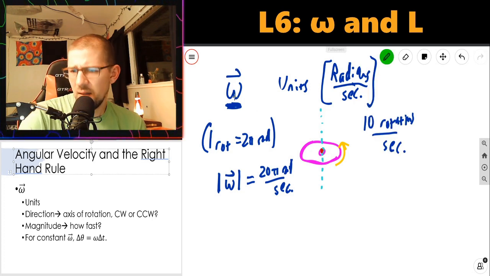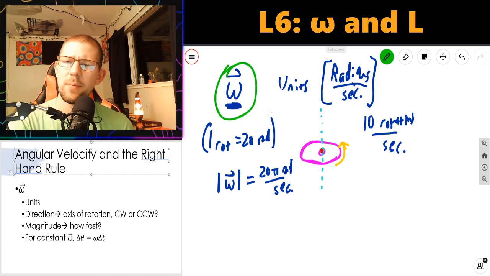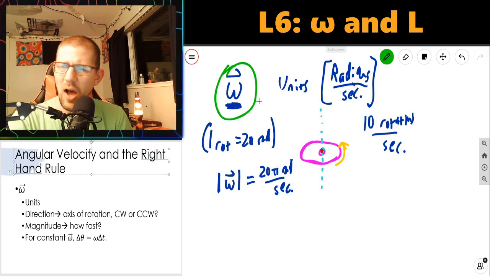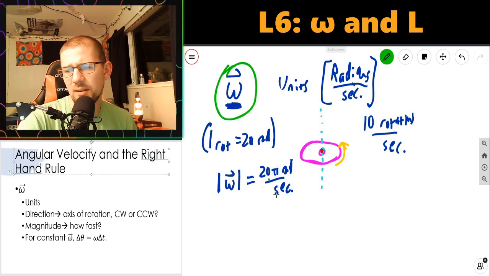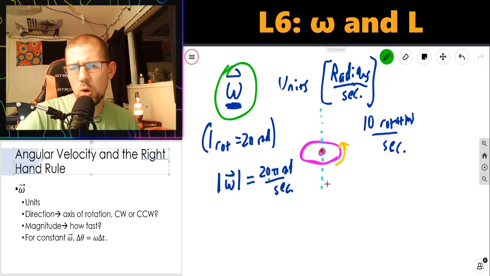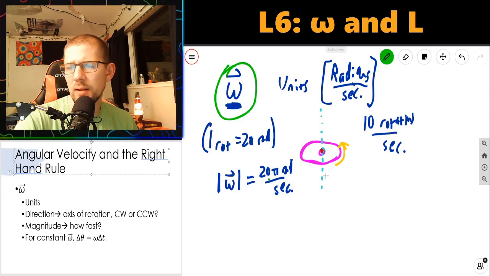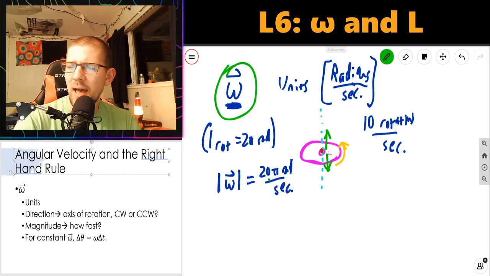So omega is a vector, right? Omega is a vector. So we have to talk about what that vectorness means. What does it mean for omega to be a vector? Angular velocity tells me not only how fast it's going, but also what axis it's rotating about and in what direction. So omega always points in the direction of the rotation axis, either up or down in this case. And whether it points up or down depends on what we call the right-hand rule.